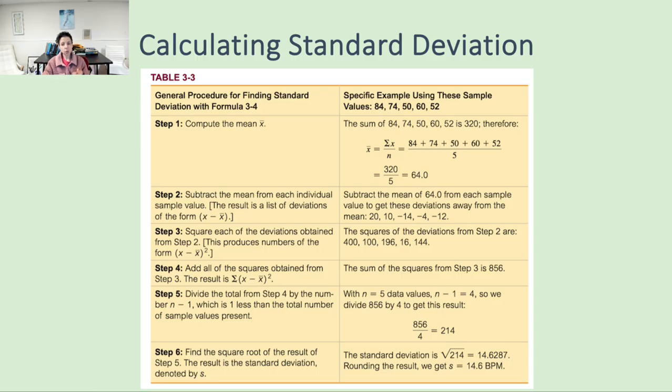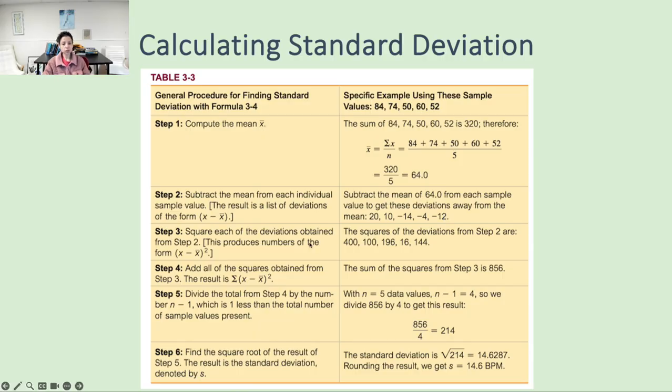The next thing we do is subtract the mean from each individual data point. So if we do that with each of those numbers, we subtract 84 minus 64, 74 minus 64, 50 minus 64, and so forth. What we get is 20, 10, negative 14, negative 4, and negative 12.